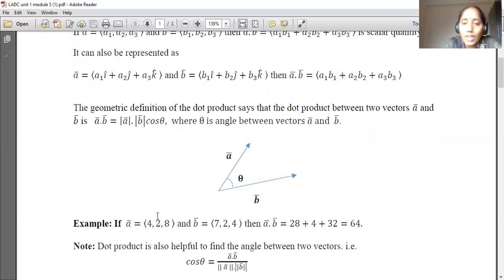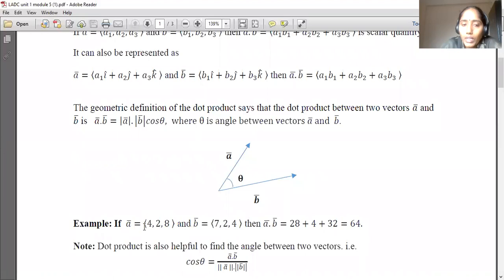So we go through an example of how to find the dot product of two vectors. Here I am giving one example. A bar is 4, 2, 8 and b bar is 7, 2, 4. That means a bar is 4 i bar plus 2 j bar plus 8 k bar, and b bar is 7 i bar plus 2 j bar plus 4 k bar. Now finding a bar dot b bar.